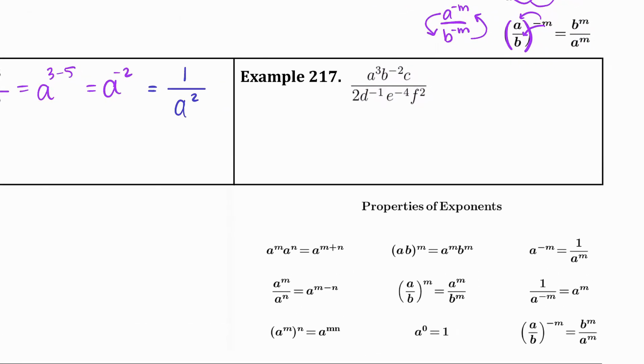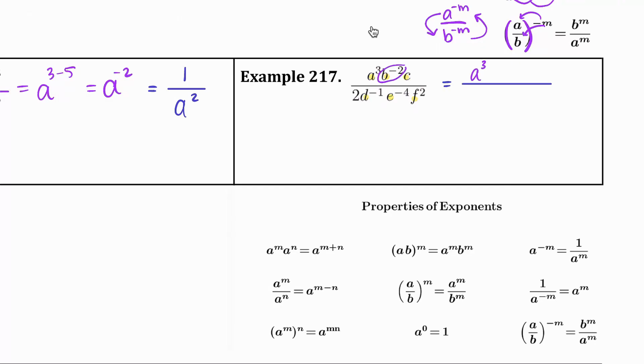All right, here, if you notice, we don't have any bases the same on the top and bottom. We've got a, b, and c up top, d, e, and f on the bottom. So there's really no operations that we can do. There's no quotient rule or anything like that. So we're just going to situate these where they go here. So let's take it piece by piece. We look at the a to the third. It's a positive exponent. It's fine where it's at. It does not need to be moved.